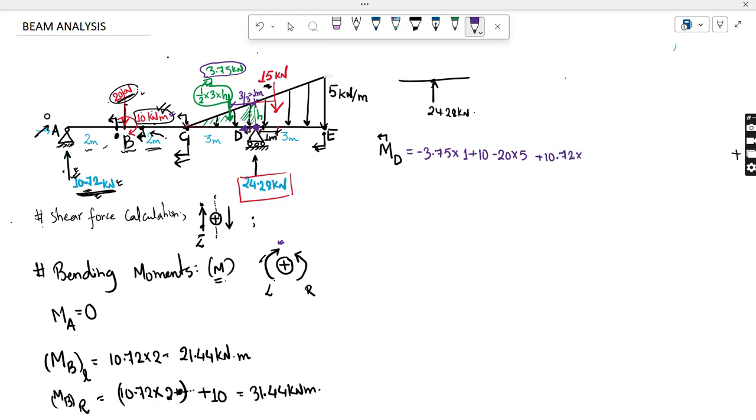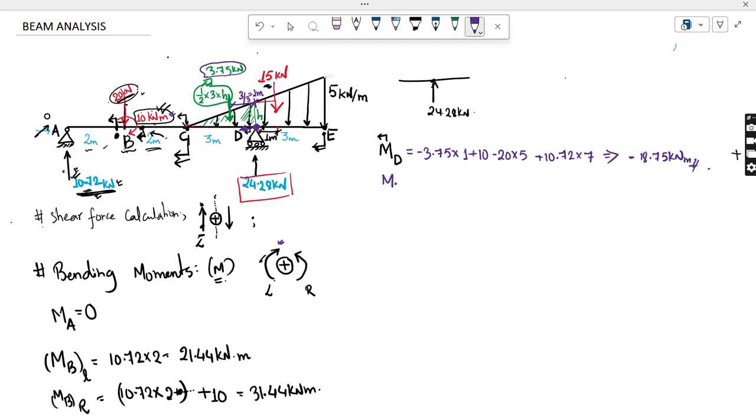10.72 into total distance will be 7. Okay, now let me calculate how much it will come. I think it's okay, I just calculated. It is coming around 18.75, but I think that is in negative. 18.75, you should do it yourself. Okay, 18.75 kilonewton meter, but that is negative.